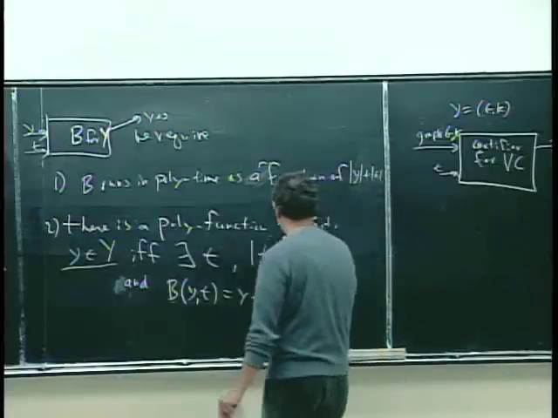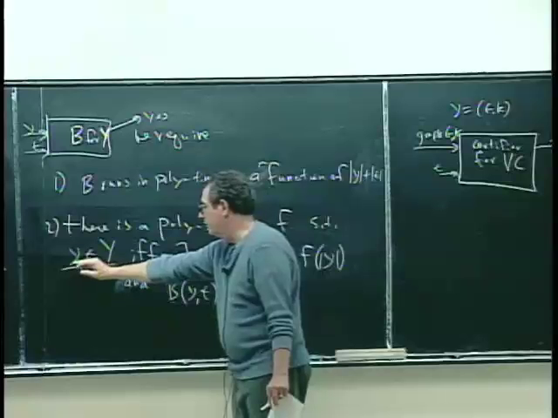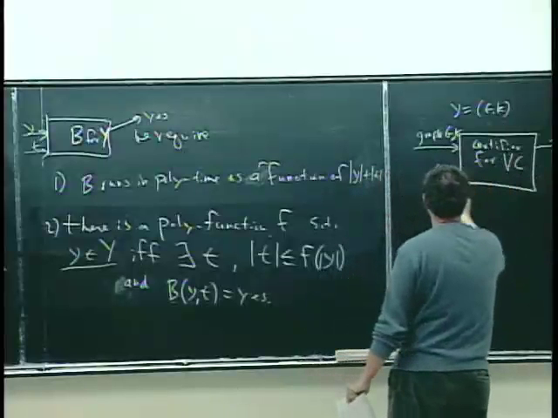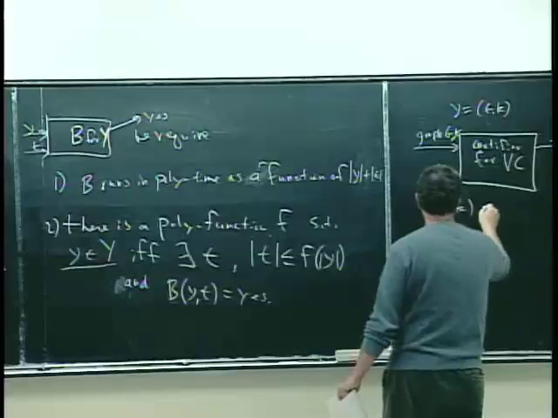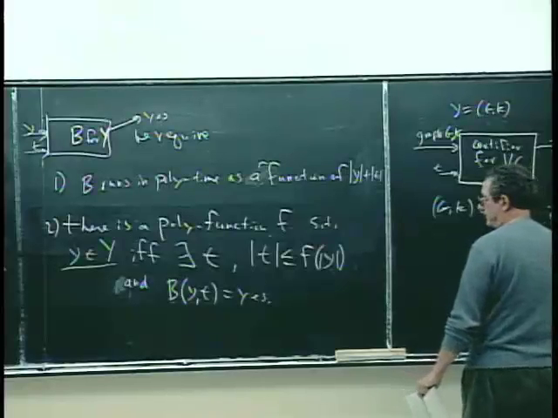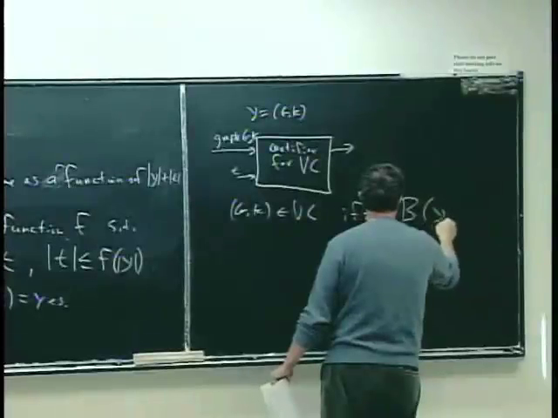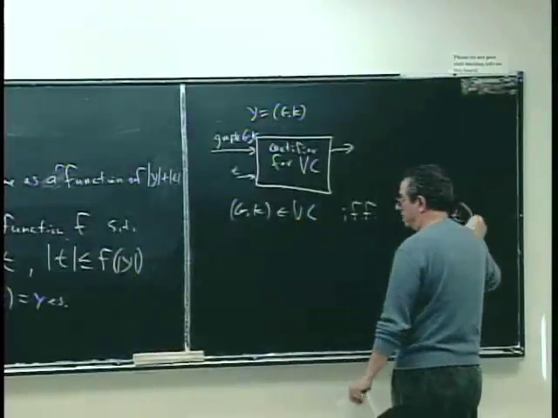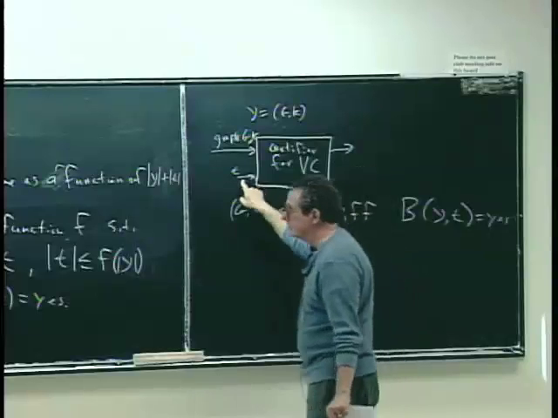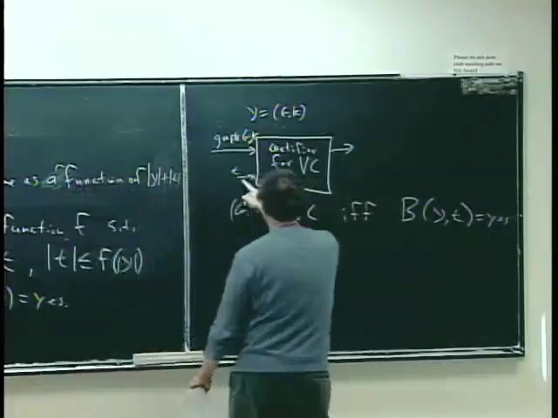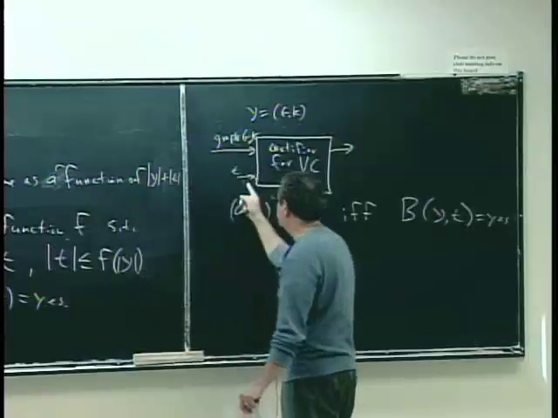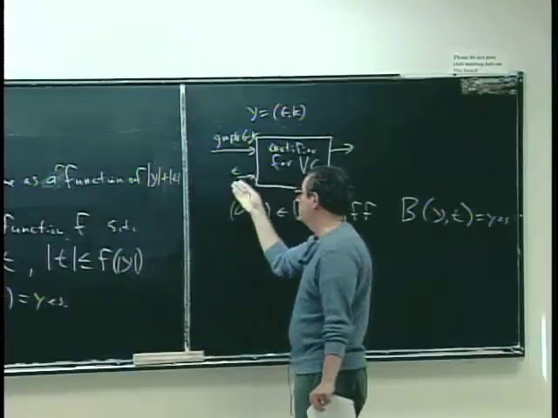So there's a polynomial function f such that the instance y is actually in capital Y. So what does this mean? G, k is contained in vertex cover if and only if the algorithm b on input y and t gives yes. And the certificate, the hint, its size is bounded by a polynomial of the size of y. So what should t be in this very specific case of vertex cover? What should t be?